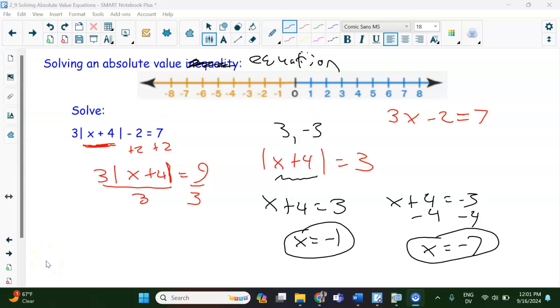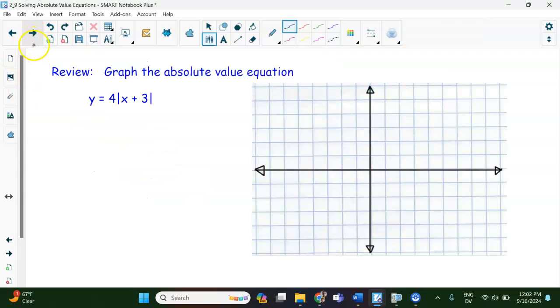Okay, this is part 2 of lesson 2.9, going over solving absolute value equations. And I knew this would be kind of quick, so I'm actually going to do some reviews. Since we're at the end of chapter 2 here, getting ready for the test, I have 3 review questions for you that I'm going to go over.